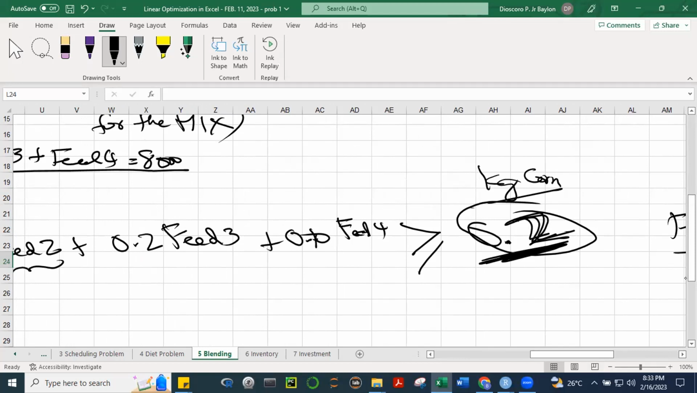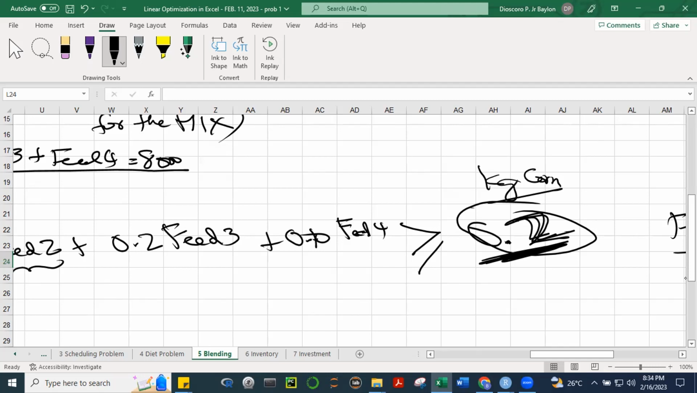So 20%, multiply that by 8,000. So that's 1,600. Correct, class? And that will give us the corn content. Yes, sir, because in order for the content to be 20% corn, it's the same as saying that the corn should be 1,600 kilograms. Are we correct there, class? Tama ba? Is my explanation clear?